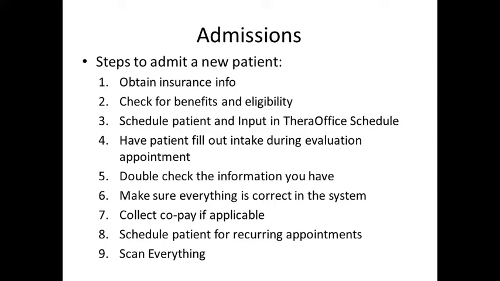The first thing you want to do is obtain insurance information. You want to make sure you check for benefits and eligibility of that insurance. Schedule the patient and input it into their office. Have the patient fill out the intake during the evaluation appointment. Always double check the information you have and make sure everything is correct in the system. Collect copayment if they have one. And always schedule the patient for recurring appointments. Once all of these things are done, make sure that everything is scanned into the patient's file.